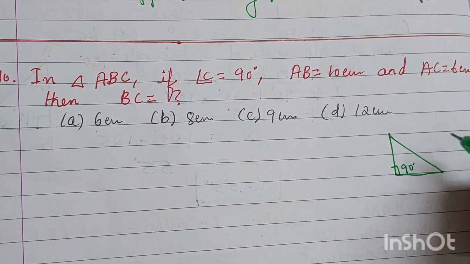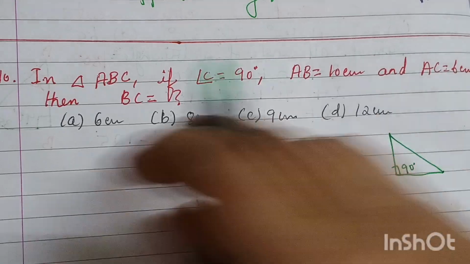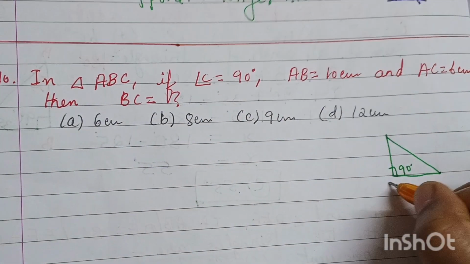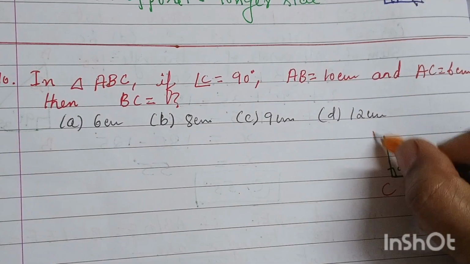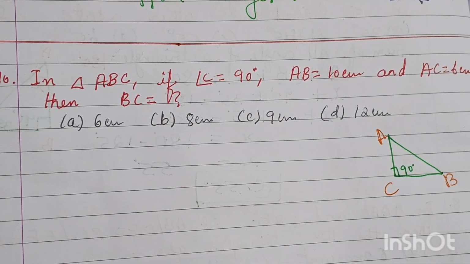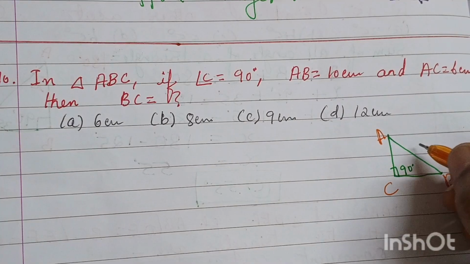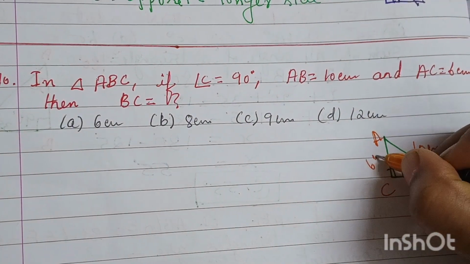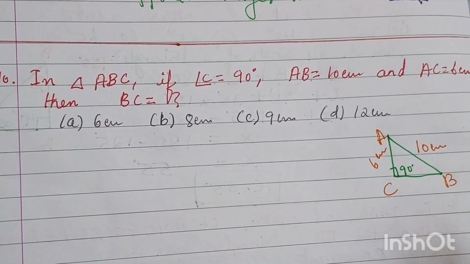Angle C is 90 degrees. AB is 10 centimeter, AC is 6 centimeter. We have to find BC.